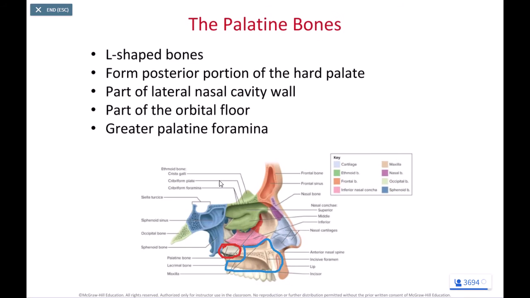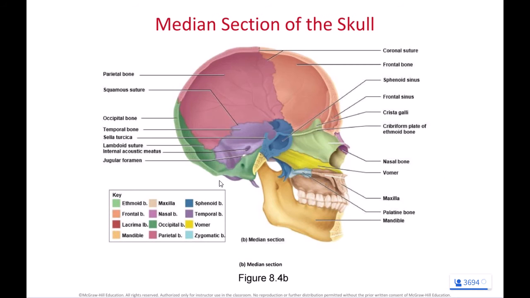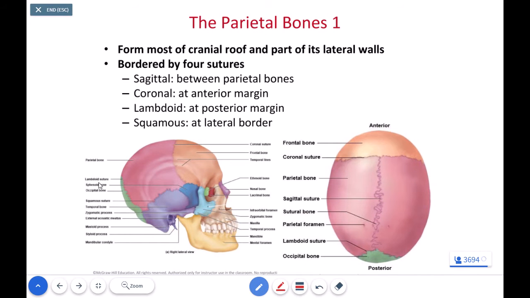So to look at a picture, let's go with a lateral view here. Right here in light blue, we have the zygomatic bone. And then in dark purple, we have the temporal bone with its temporal process leading up to the zygomatic bone.